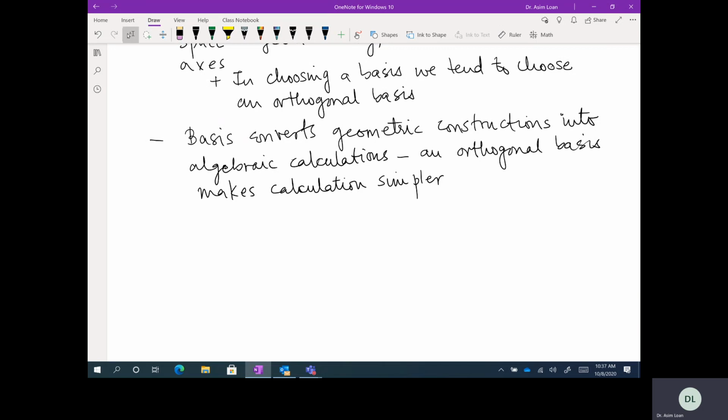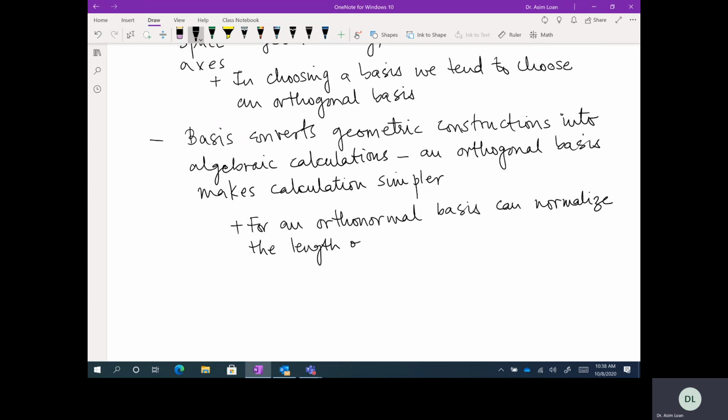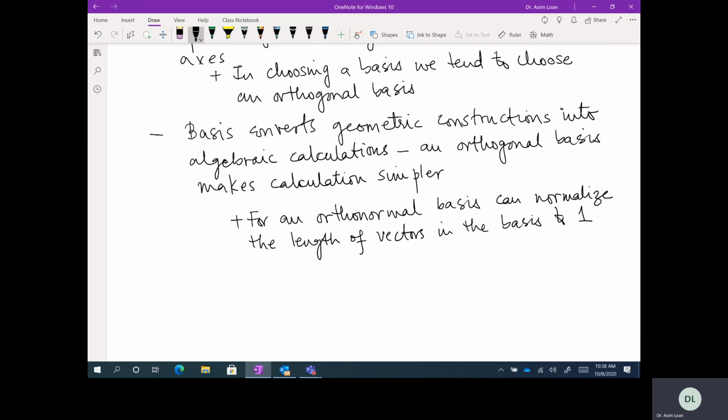For an orthonormal basis, we can normalize the length of the vectors in the basis to 1. Orthonormal is different from orthogonal, and I'll tell you how to do that.